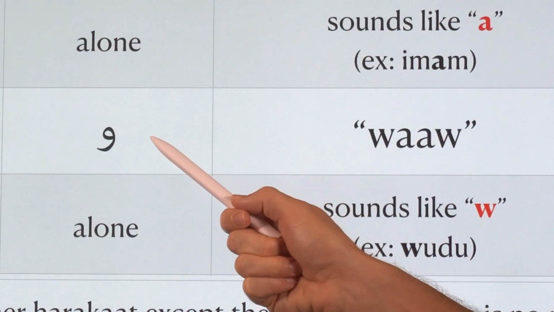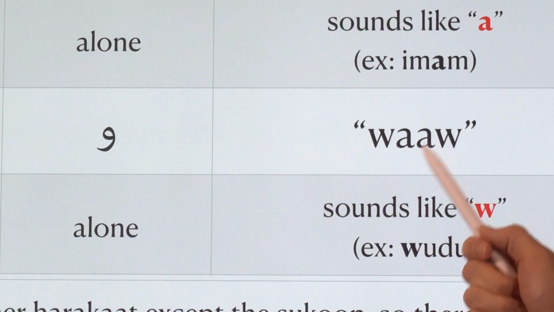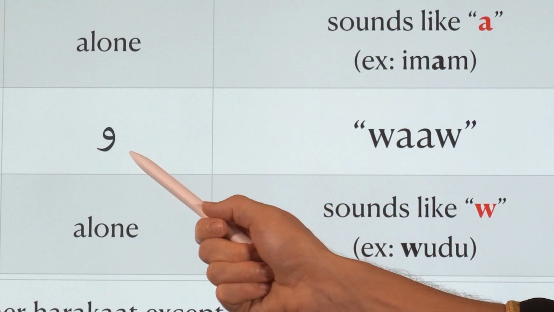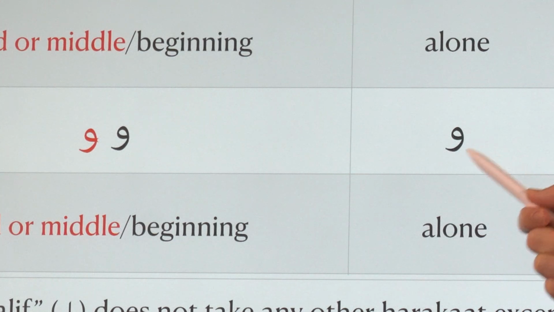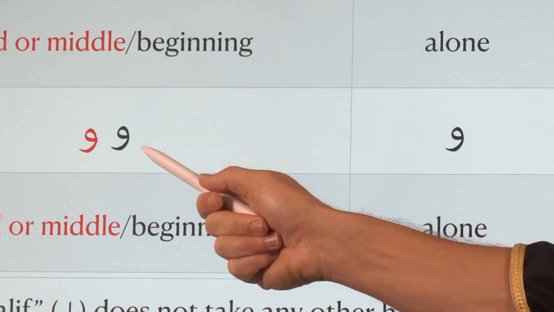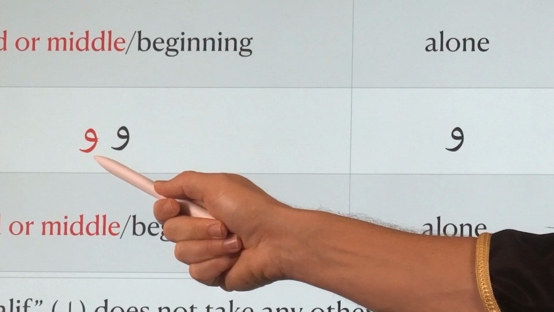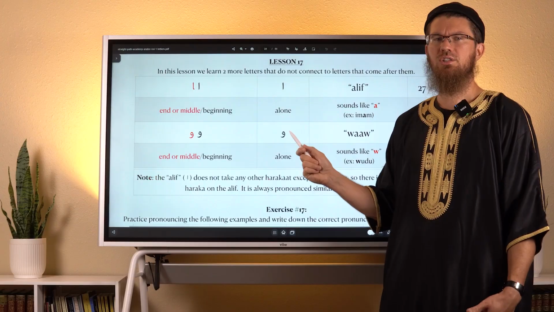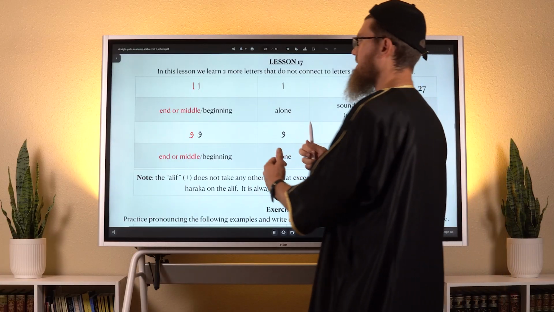Next we have the letter Waw. And the letter Waw sounds like the English W. For example, the word wudu begins with the letter Waw. This is how the letter Waw looks alone, this is how it looks in the beginning, and this is how it looks in the middle or end of a connection. Again, the letter Waw will also never connect to a letter coming after it. So now let's practice reading these letters by moving on to the exercise.